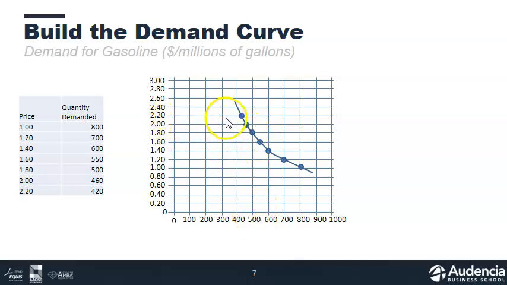At a price of 220, 420 million gallons. And we see this inverse relationship, and it's represented by a negative slope of the demand curve. So we see the law of demand in action. As prices go down, the quantity demanded goes up, ceteris paribus, all other things remaining constant. And it's quite simple, and we see this in daily life.